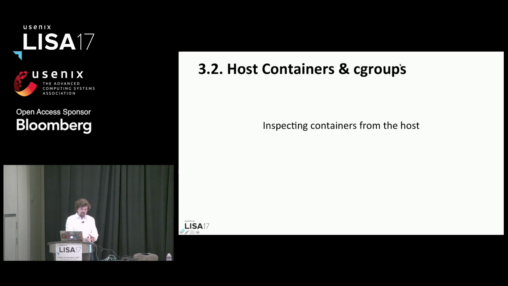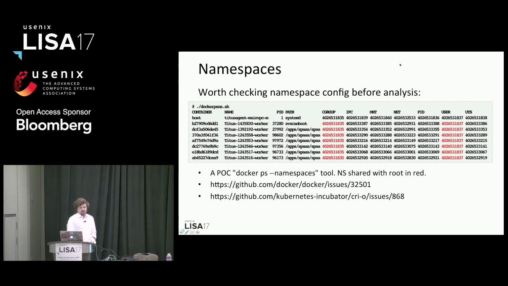Now, if you have access to the host, these are the tools that look at containers from the host. I was just looking at resources. I think it's worth just getting the mental picture of what's configured. And so I came up with a shell script called docker-psns. So this is basically a proof of concept for docker ps --namespaces. And that became tickets for both Docker and Kubernetes. So hopefully that's now integrated. So there's a way you can do this.